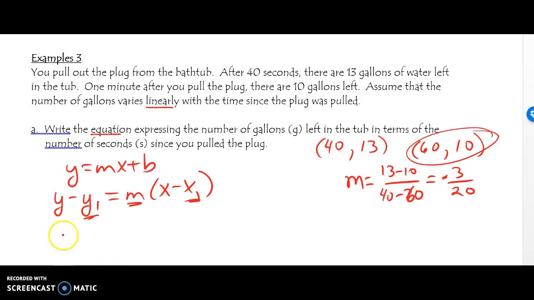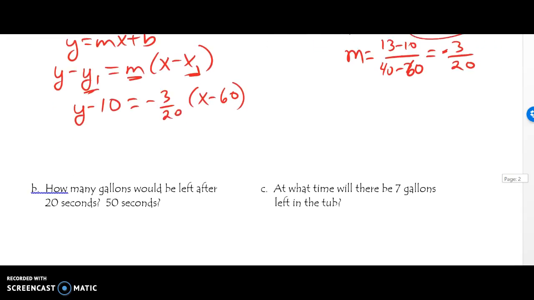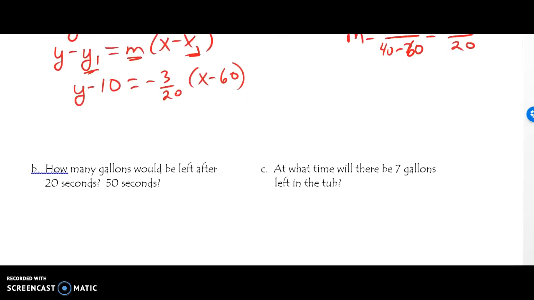So my equation for my line would be y minus 10 equals negative 3 over 20 times x minus 60. Now that we have that equation, we can use it to answer some other questions involving this problem, like in B and C. It says, how many gallons will be left after 20 seconds? So all we do is take this equation up here.